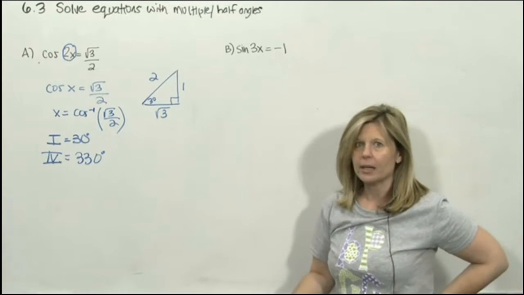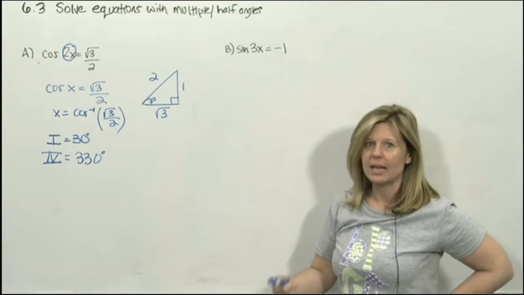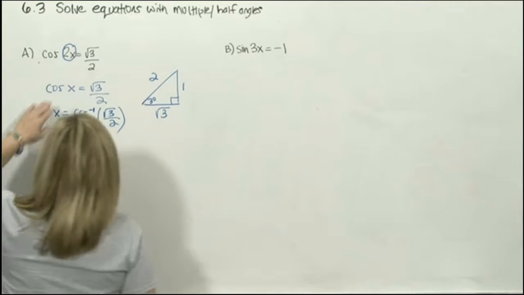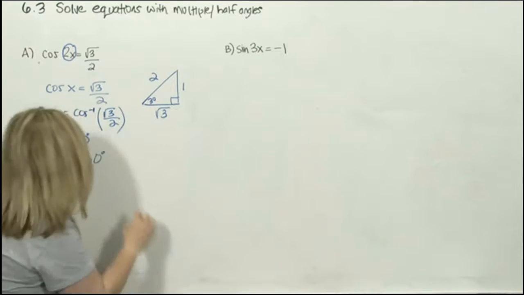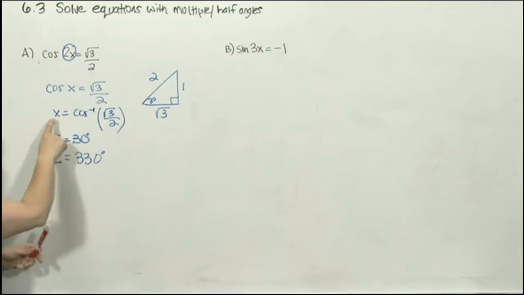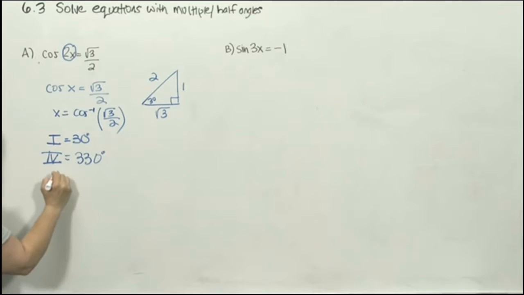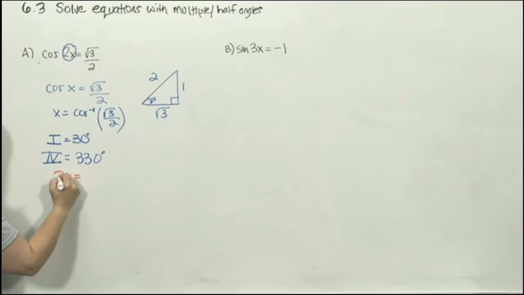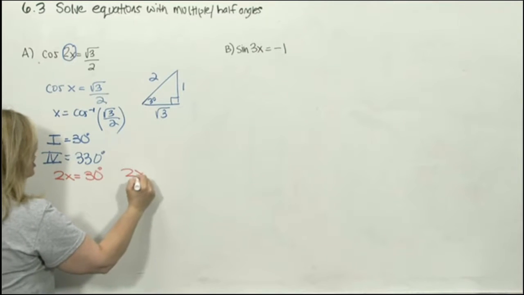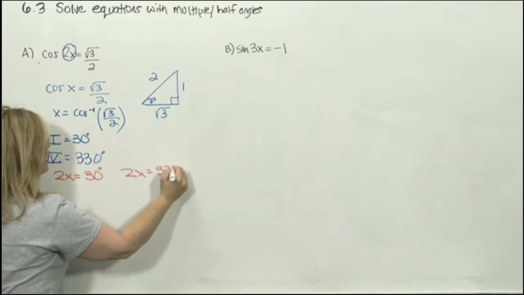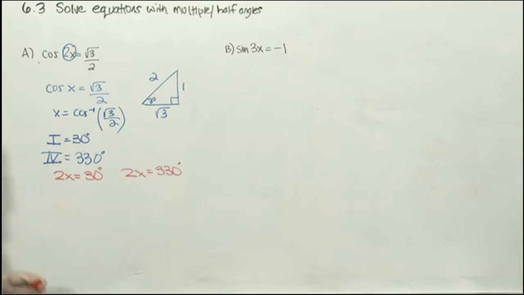Now I know what you're saying. Ms. Black, the angle wasn't an x. The angle was a double angle, 2x. So these can't be the right answers. I agree with you, but here's how we're going to fix it. These would be the answers if the angle was x. What was the angle, guys? It was 2x. So 2 times something has to equal 30 degrees. 2 times something has to equal 330 degrees.